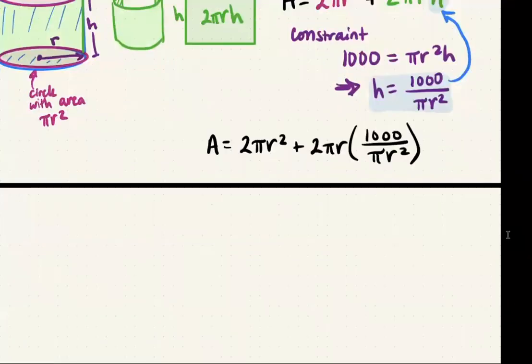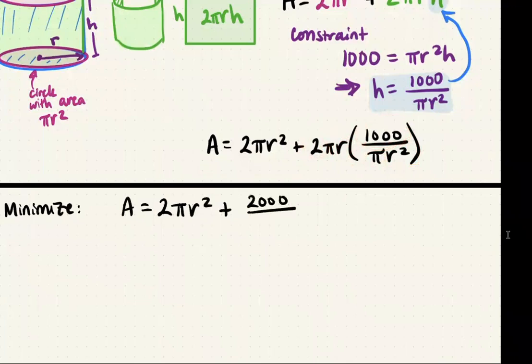Okay, let's simplify this equation a little bit because I notice I have a pi here and a pi here. I have two r's, two copies of r here. So I can simplify this a little bit. So we want to minimize A equals 2 pi r squared plus, I'm going to multiply 2 and 1,000. So 2,000 over, the pi's cancel and one of the r's cancels. So 2,000 over r.